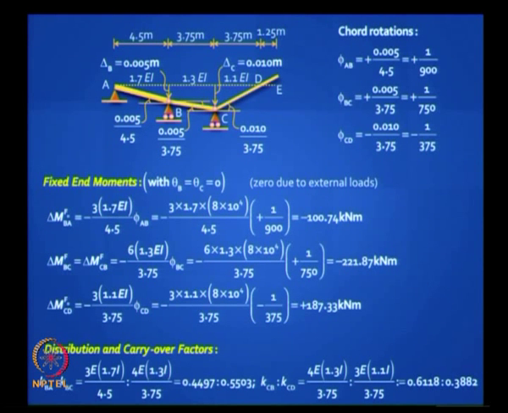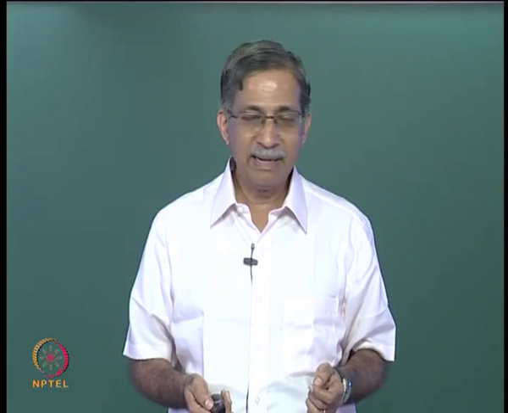So this is straightforward. You do not get clean integers here, so you can find them to as high an order of accuracy as you wish. So here I have given 4 significant figures. So I hope you know how to calculate the distribution factors at joints B and C, which is the ratio of KBA to KBC and KCB to KCD. There is a support at D. And as far as carryover factors are concerned, you do not carry over to the simple supports. So you have only a carryover from B to C and from C to B, and it is equal to half.